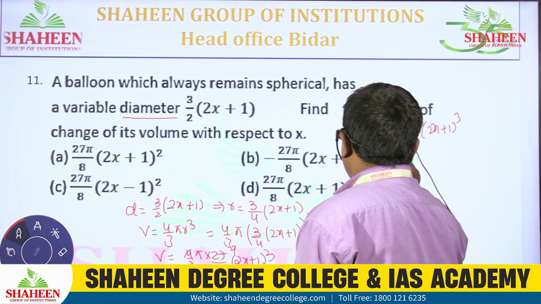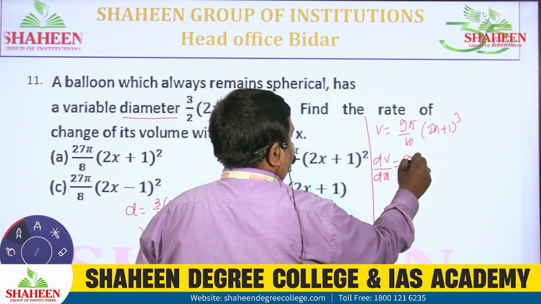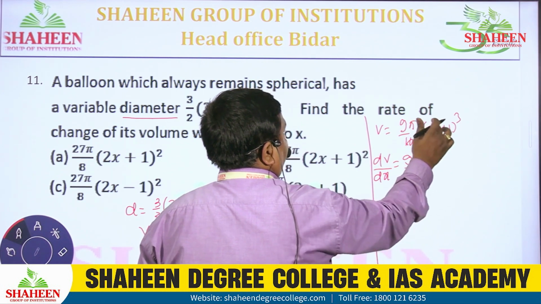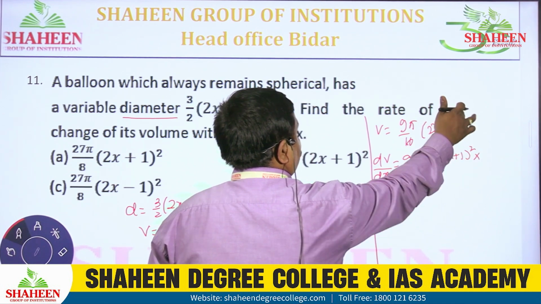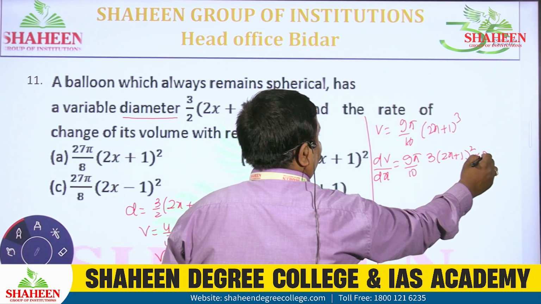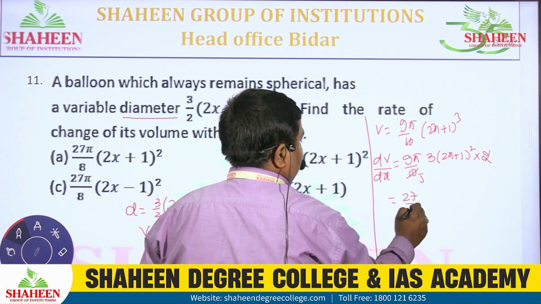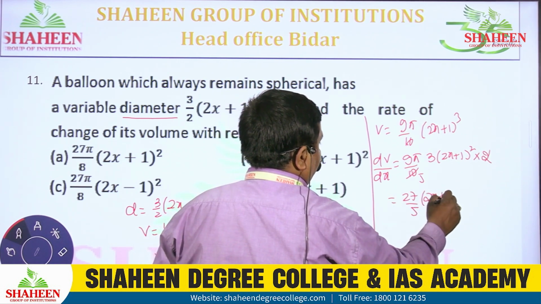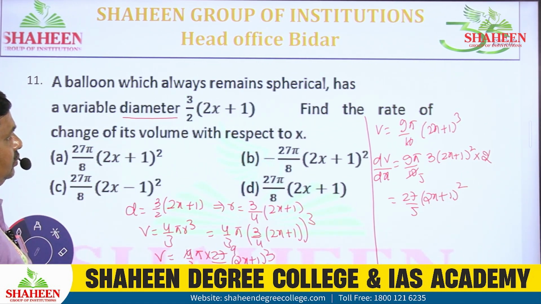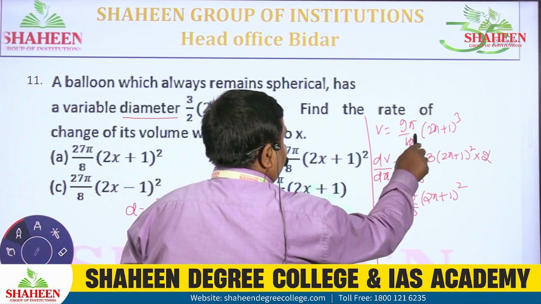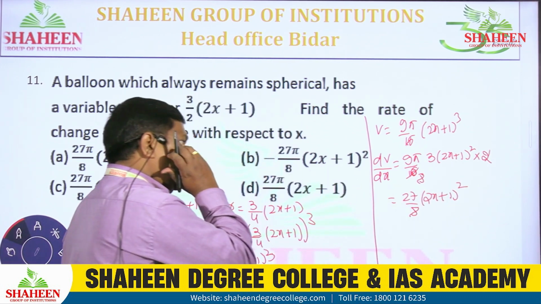Now differentiating this, we get the rate of change of volume, dV by dx, is equal to 9 pi by 16 into 3 into (2x plus 1) whole squared, and the derivative of 2x plus 1 is 2. 2 ones are 2, 8s are 16, and 9 3s are 27. This is not 10, this is actually 16. 16 means 2 ones are 2, 8s are 16, so 27 by 8.